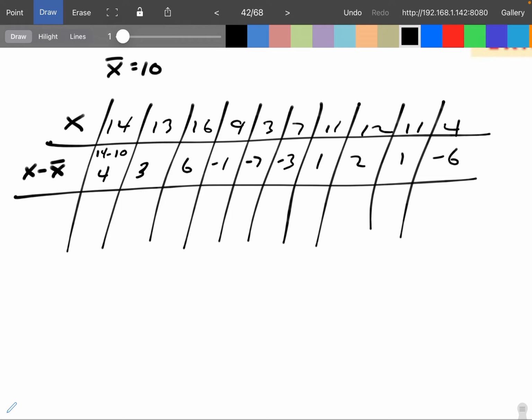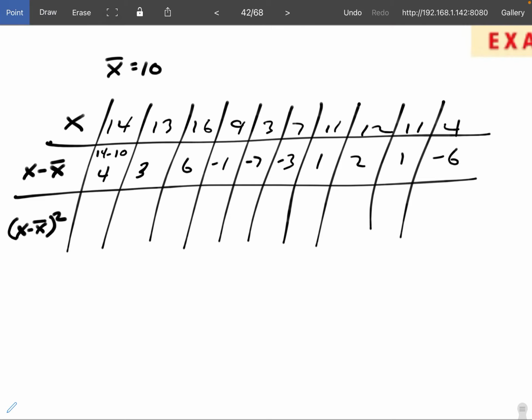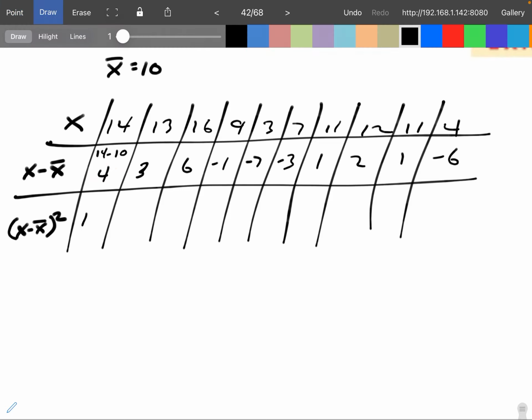Then we're going to square all those values. So this next line in this chart is going to be the data value minus the mean, whatever that number is, squared. So for this first one here, we got to take 4 and square it. Well, 4 squared, that's just 4 times 4, right? So 4 squared is 16. 3 squared is 9, 6 squared is 36.